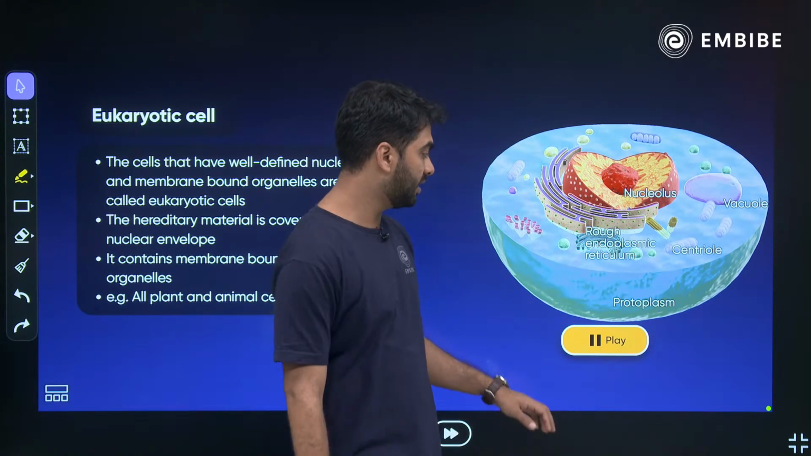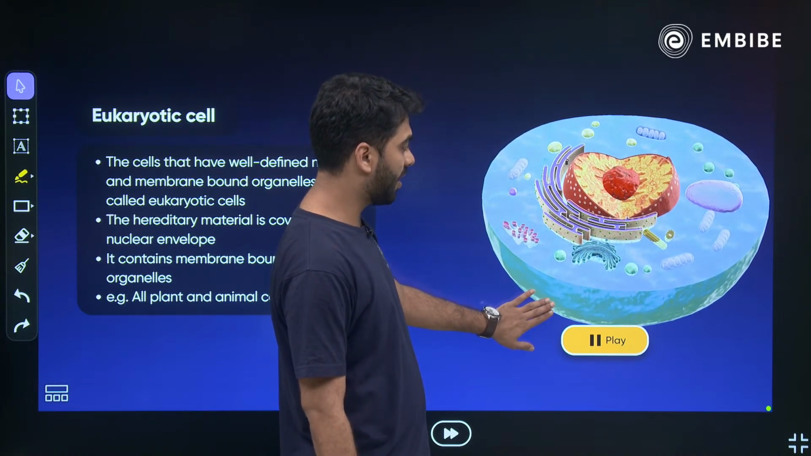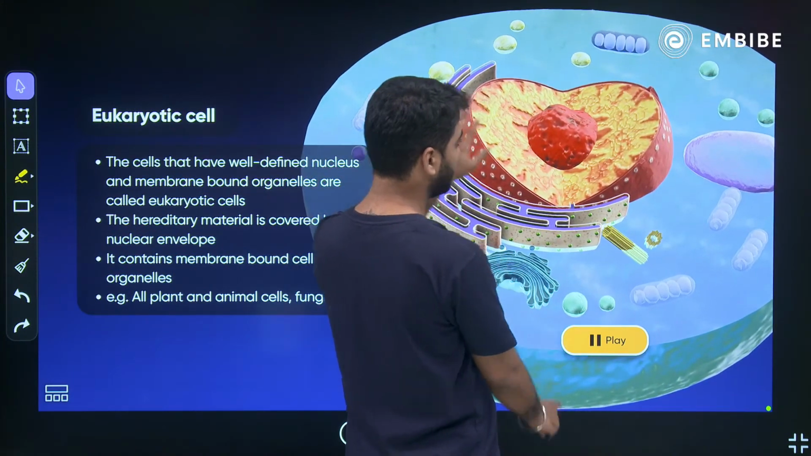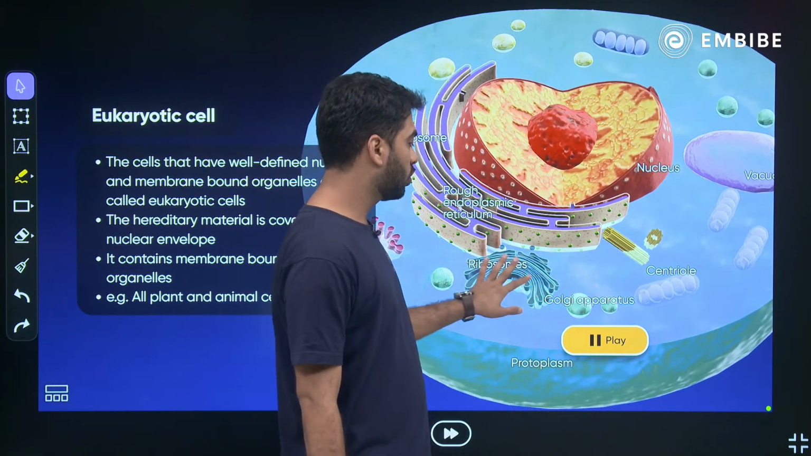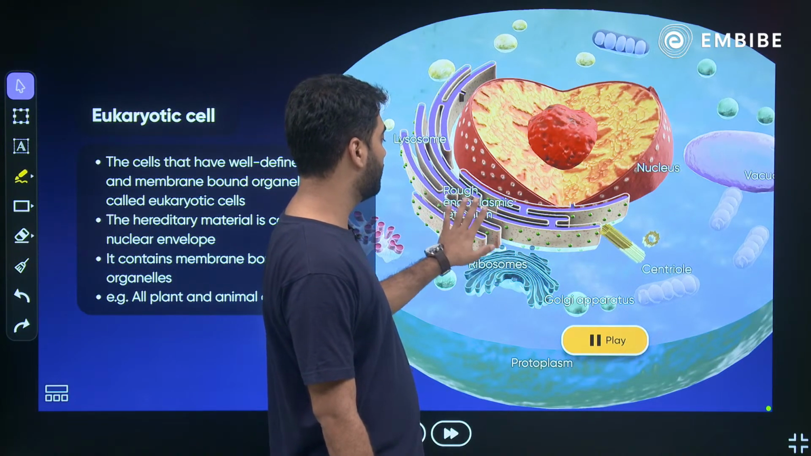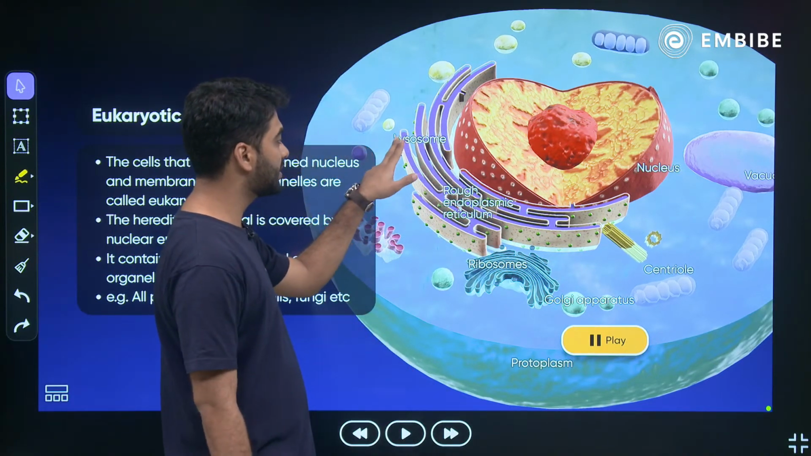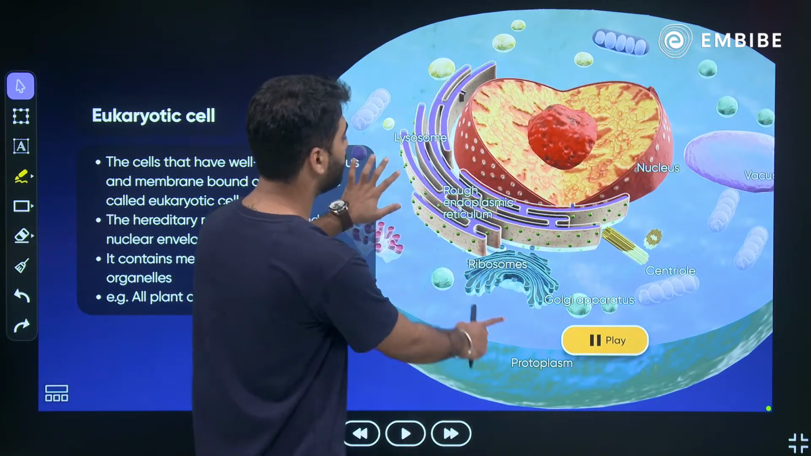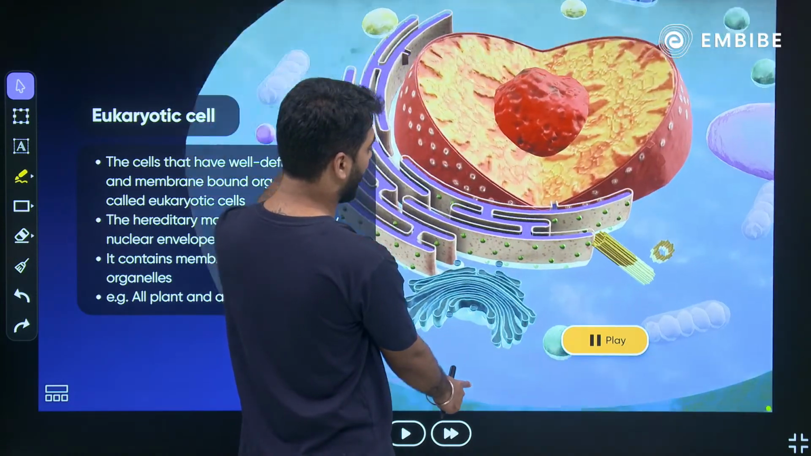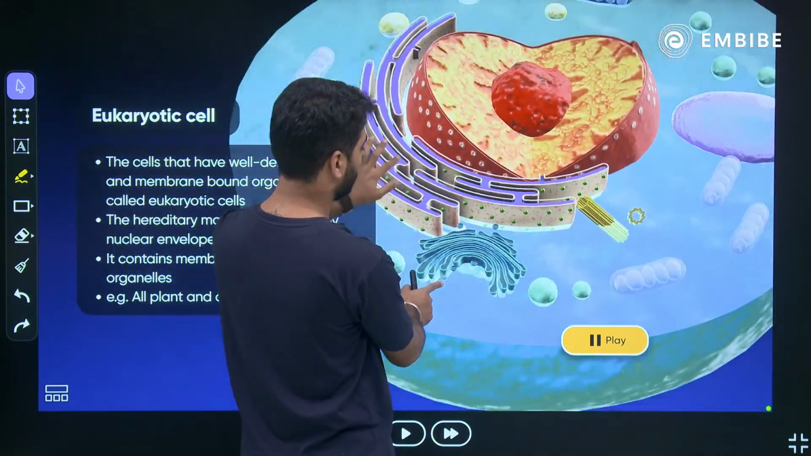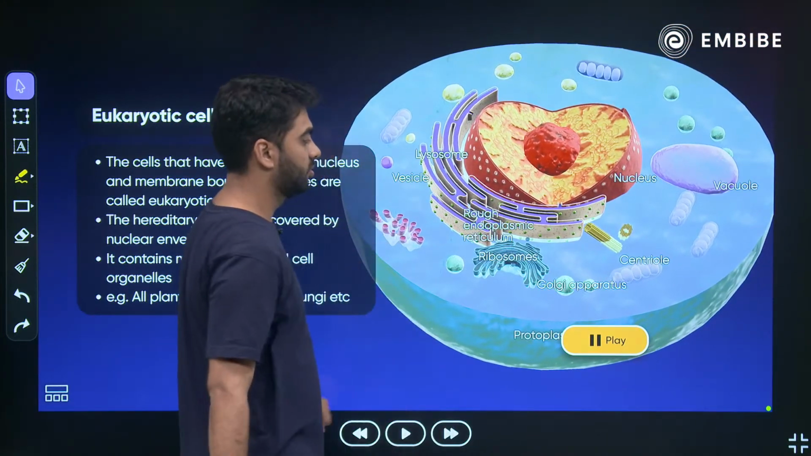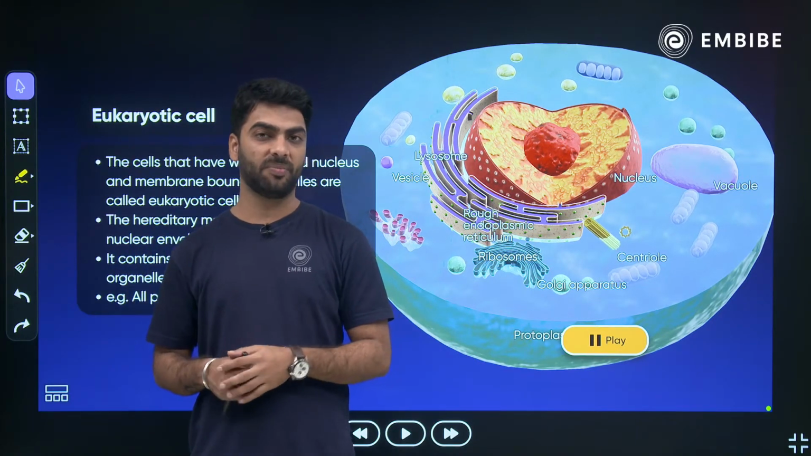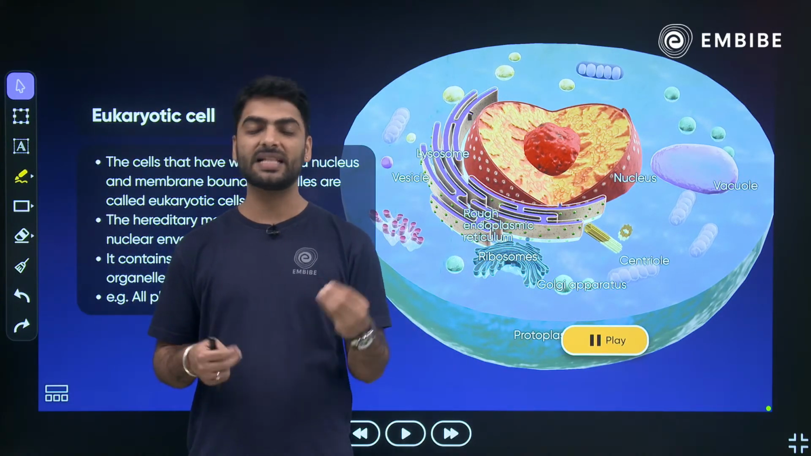See over here, you can see how different functions are happening inside the eukaryotic cell. These are the centrioles, Golgi, endoplasmic reticulum, rough and smooth, nucleus, lysosomes, mitochondria and vacuoles. Can you see how beautiful a cell is? I can go as much inside as I want. Ribosomes. So this is the benefit of learning on Embibe. You can actually go inside the cells and understand.